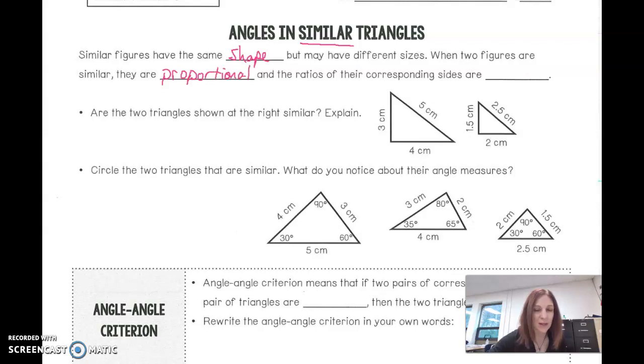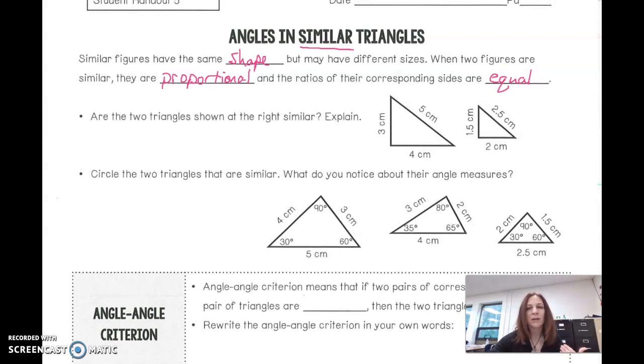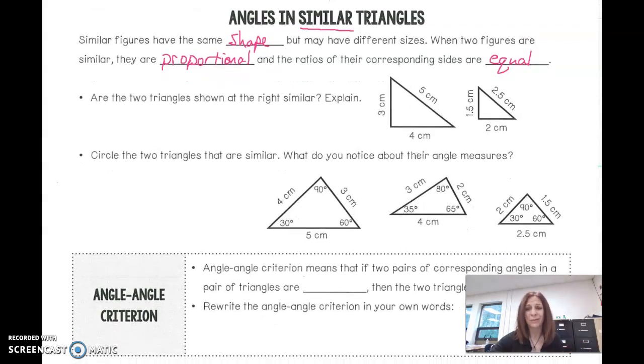Proportional. My sloppy writing there, it says proportional. And the ratios of their corresponding sides are equal. Okay, ratios of their corresponding sides. If you choose to double one of the sides, multiply by 2, then every side of the triangle must be multiplied by 2. You can't multiply some by 2 and some by 3, or some by 2 and some by a half. Then it is no longer going to be similar. So that's the caveat that we have to make sure is true.